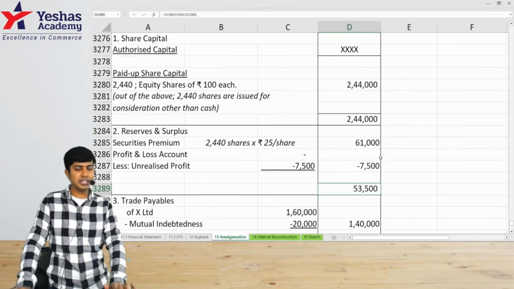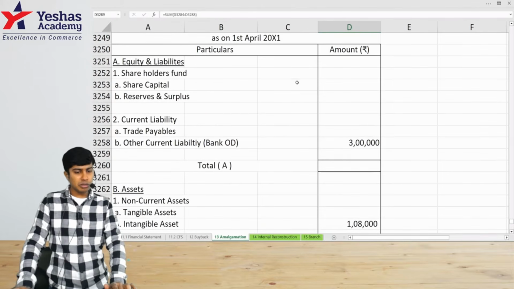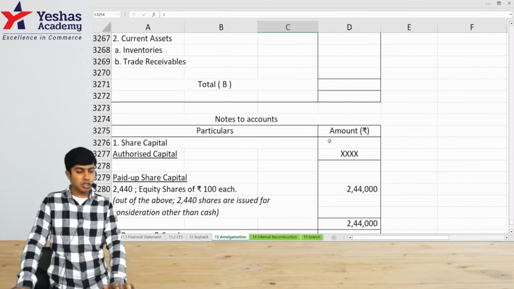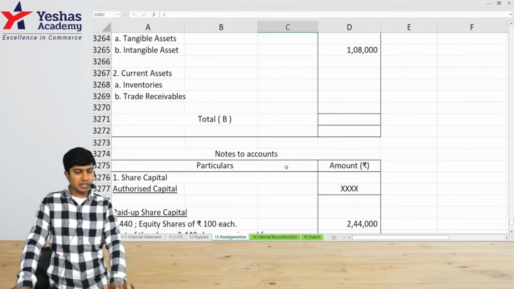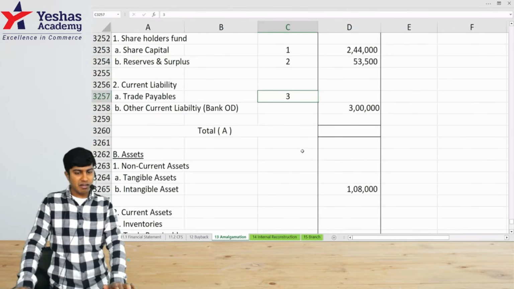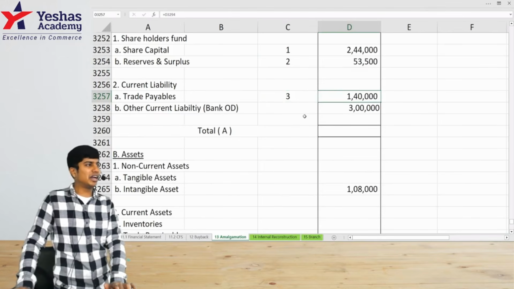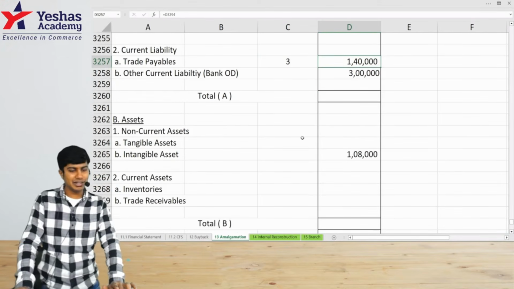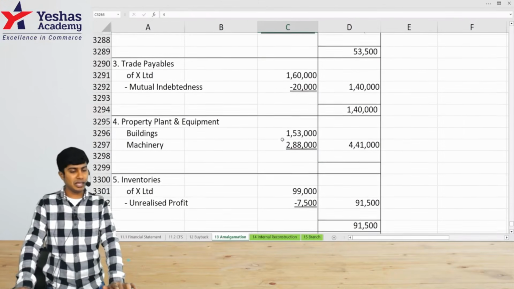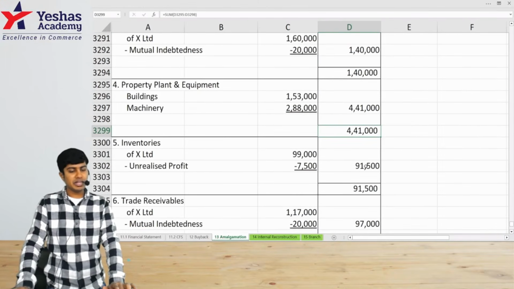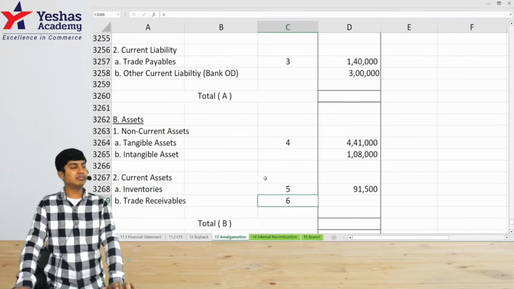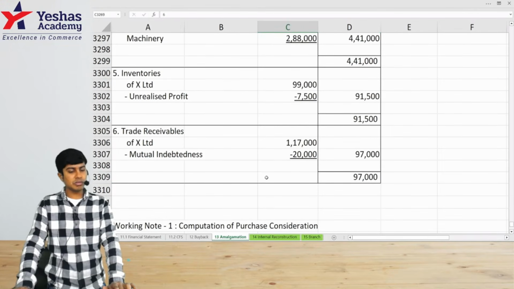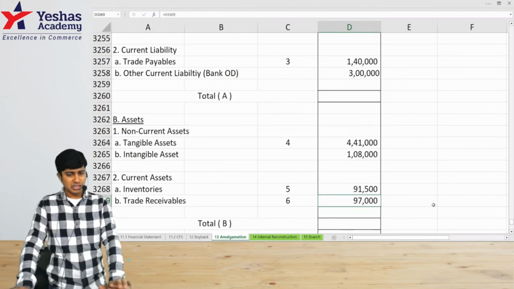I'll just post the numbers to the balance sheet. 244, note number 1, share capital. Note number 2, reserves and surplus is 53,500. Note number 3, trade payables is 1,40,000. And bank overdraft, I didn't open a note. We can total the liability side, but later. Come to tangible assets, PPE. PPE 441. Inventory 91,500. I'll write two things at a time. Last item, trade receivables. Note number 6, 97,000. Ta-da!